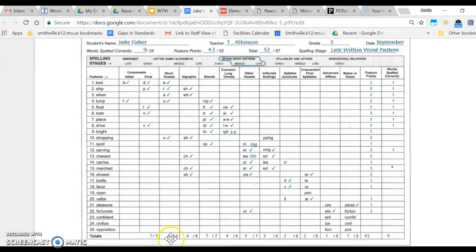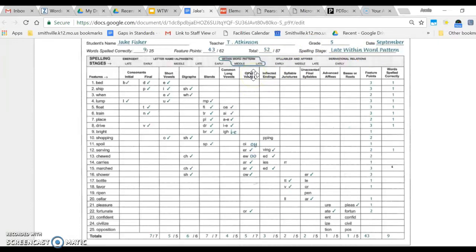So what you then do is find the first column where a student misses 2 of the total. So 7 out of 7, 5 out of 5, 6 out of 6, 7 out of 7, 4 out of 5, 5 out of 7. Right here is where they missed 2 words. So you're going to go up that column and look in the shaded section. They're somewhere in the middle to late within word patterns. On this document, they said late within word patterns.